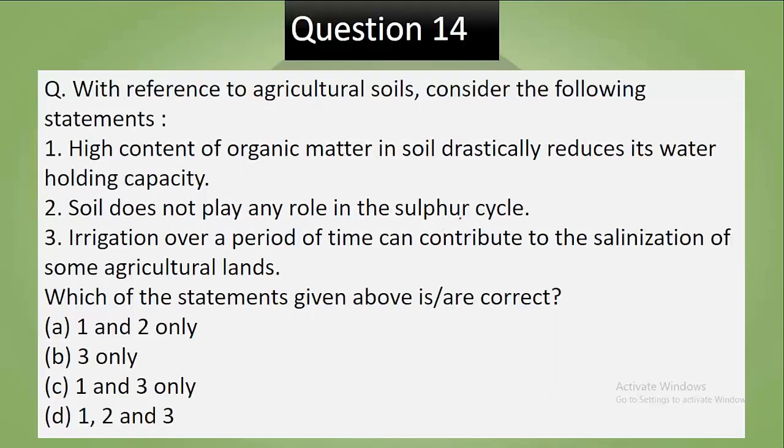Now we will come to our today's last question, which is question number 14. With reference to agriculture sources, consider the following statements. First, high content of organic matter in soil drastically reduces its water holding capacity. Second, soil does not play an important role in the sulfur cycle. Third, irrigation over a period of time can contribute to salinization of some agriculture lands. Which of the following statements given are correct? Pause the video, try to answer. So basically your correct answer is only 3.